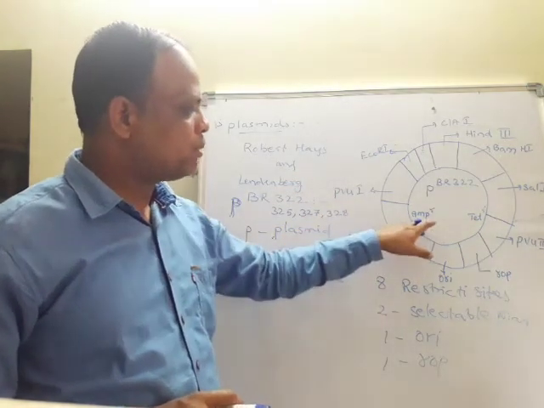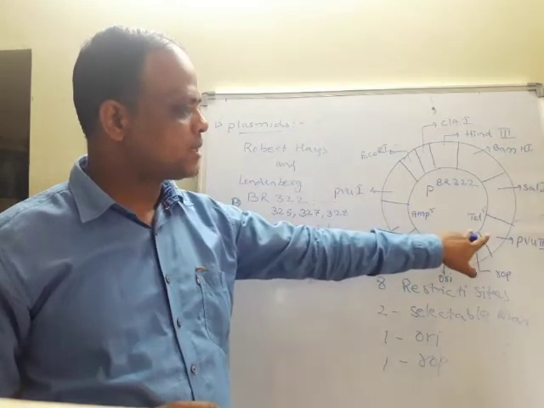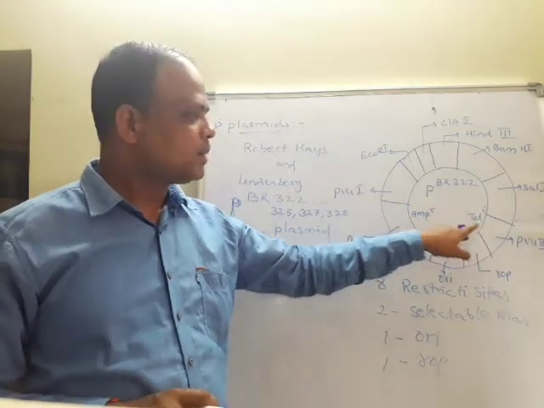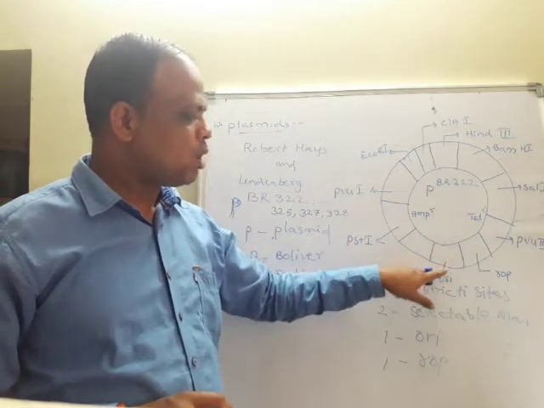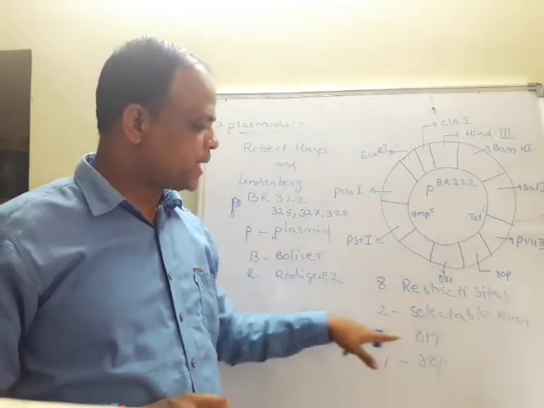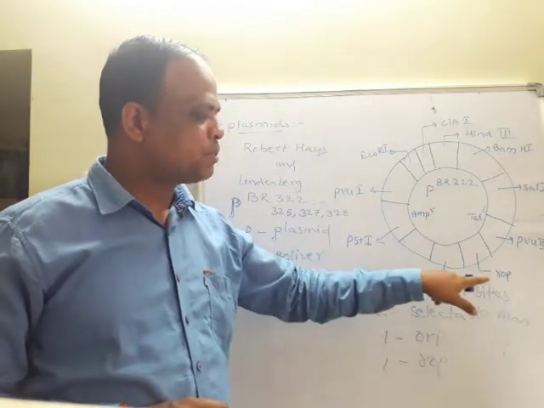2 selectable markers are present inside. This is the ampicillin resistance and tetracycline resistance. These are the 2 selectable markers present. One is the ORI, the origin of replication site, and this is the ROP protein.